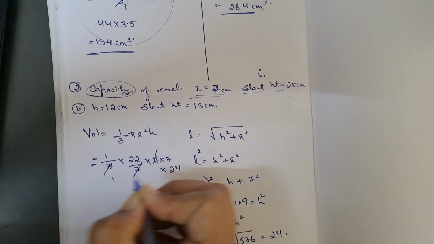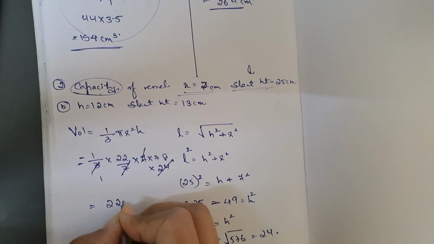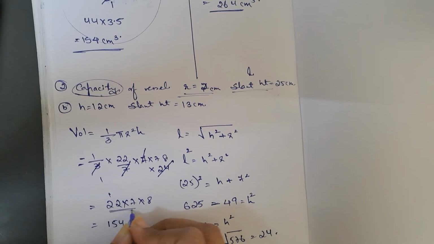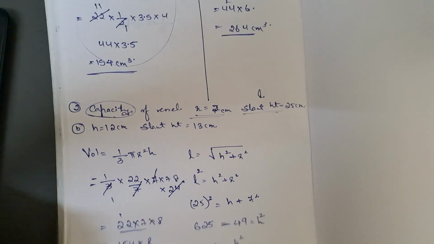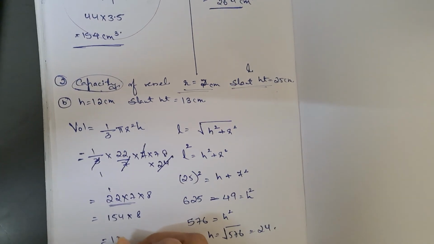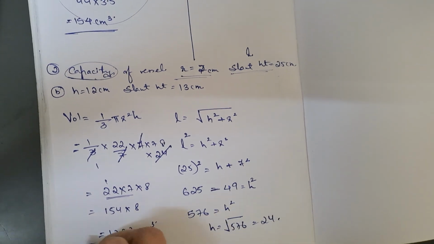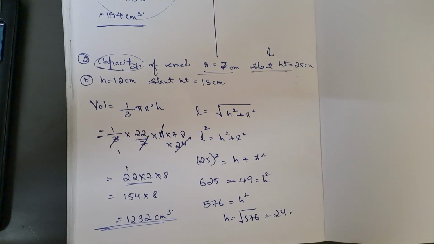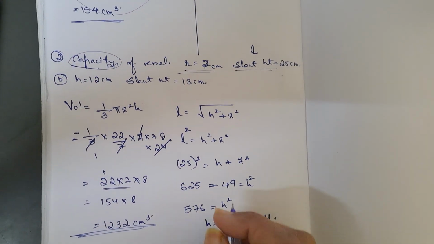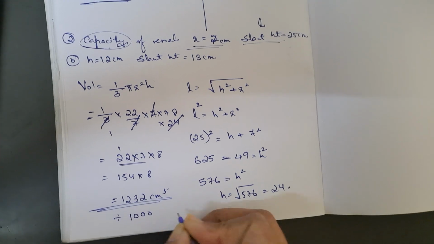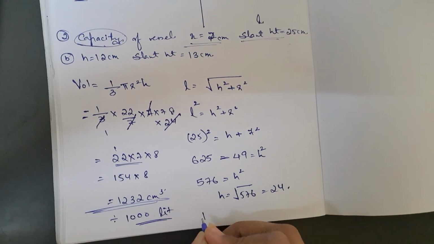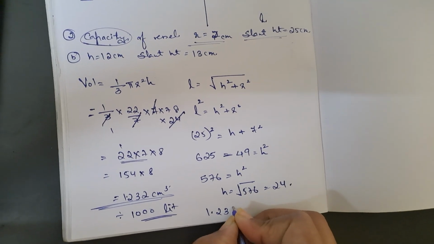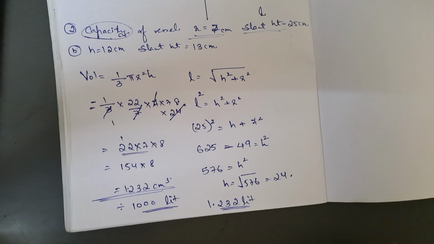So 7 is gone, 3 1 times, 3 8 times, it's gone. So I'm left with 22 times 7 times 8. That becomes 154. Multiplying 154 times 8, the answer is going to be 1232 centimeter cube. Now this is the volume. I need to convert it into the capacity. So to convert it into the capacity, what is the formula I'm going to use? I'm going to divide this unit by 1000, to convert it into liters. So the decimal moves 3 places, and it becomes 1.232 liters, which would be the capacity of the vessel in here.